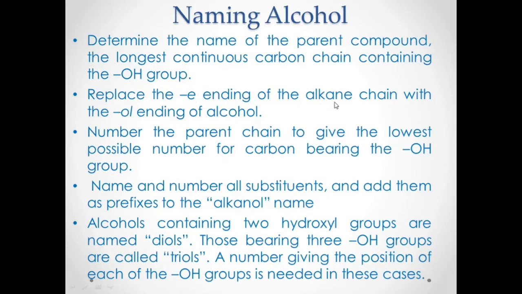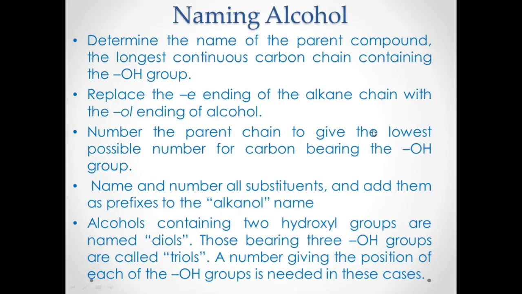Replace the E ending of the alkane chain with the OL ending of an alcohol. So if it is ethane, you replace the E ending of that ethane with an OL, so that becomes ethanol. So an alkane becomes an alkanol. Methane becomes methanol, propane becomes propanol, butane becomes butanol, pentane becomes pentanol, and so on and so forth.